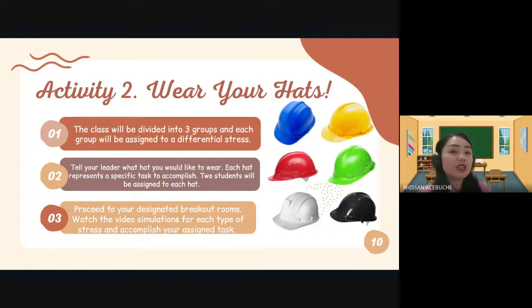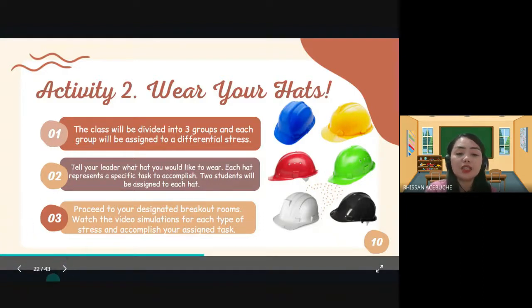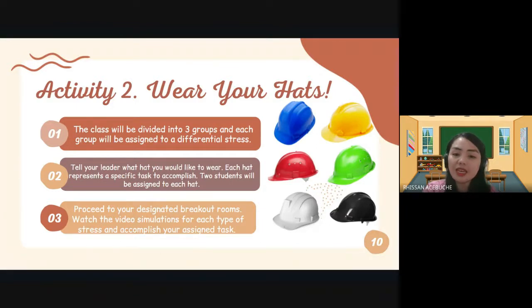Then you're going to tell your leader, or your leader will also help you decide what hat you are going to wear today. Each hat represents a specific task to accomplish, depending on the number of students in each group. After that, you proceed to your designated breakout rooms. It's already there in your group activity sheet, right? I already sent you the link for your activity sheets. I will be sending it again here in our chat box for you to check right now. All right? Okay.